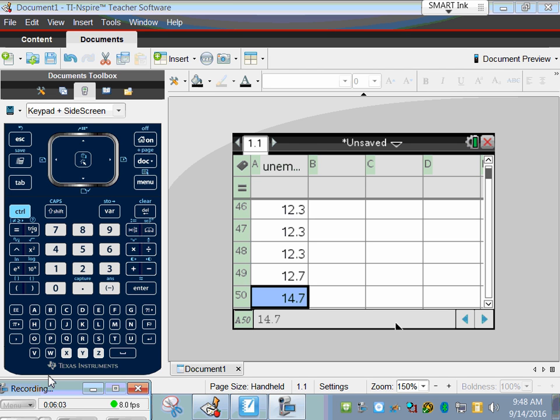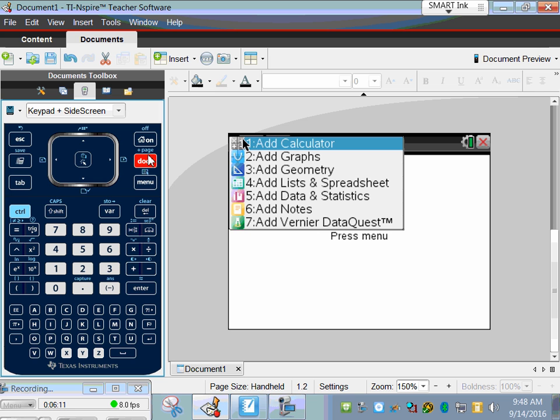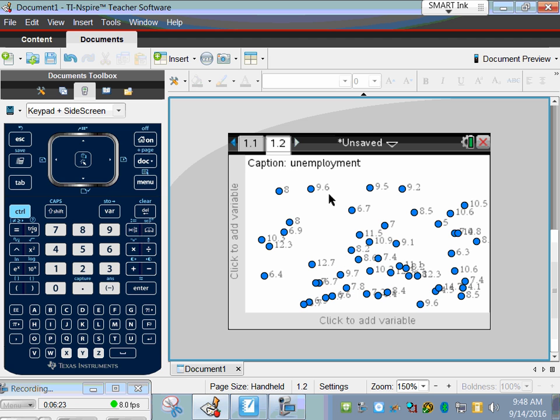Here we go. So, if you have the Inspire, Control Doc adds a page, okay? And we want to add data and statistics. Is everybody doing this with me? Just do it on whatever you have.